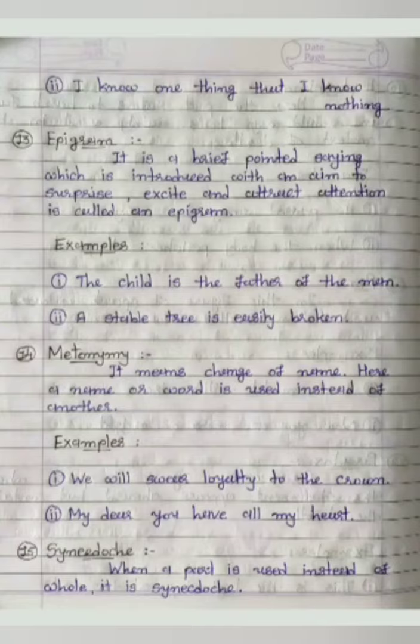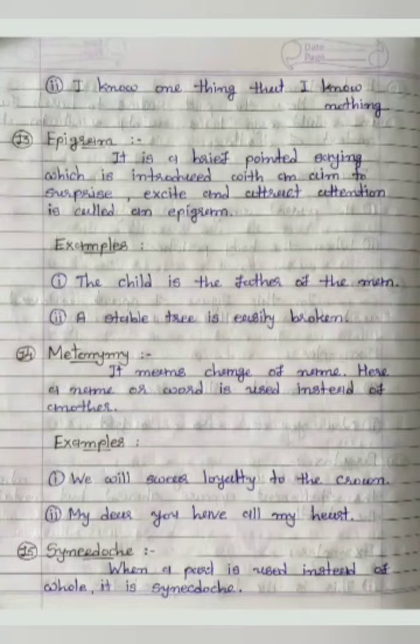Now, next is metonymy. It means change of name. Here, a name or word is used instead of another. For example, "I will swear loyalty to the crown." Here, crown word is used in place of royal person instead of king. Likewise, the second example is, "My dear, you have all my heart." Here, heart refers to love and emotion. So, it is metonymy.